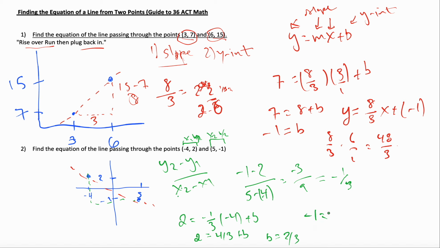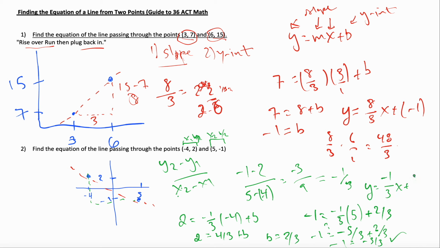I'm going to check with this last point over here. -1 equals -1/3 times 5 plus 2/3. So this is -5/3 plus 2/3 equals -1? Well, yeah, it does, because -3/3 does in fact equal -1. So we are set. So we have found that the equation for this line is y equals, what's our m?